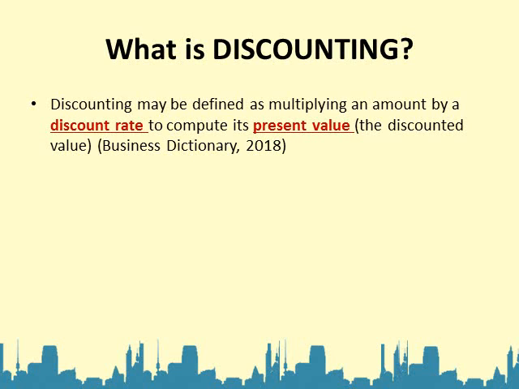Discounting, according to the Business Dictionary 2018, may be defined as multiplying an amount by a discount rate to compute its present value, or the discounted value. So yeah, it's the same as what we think. It means the discounted value. All right, so let's look at the example.